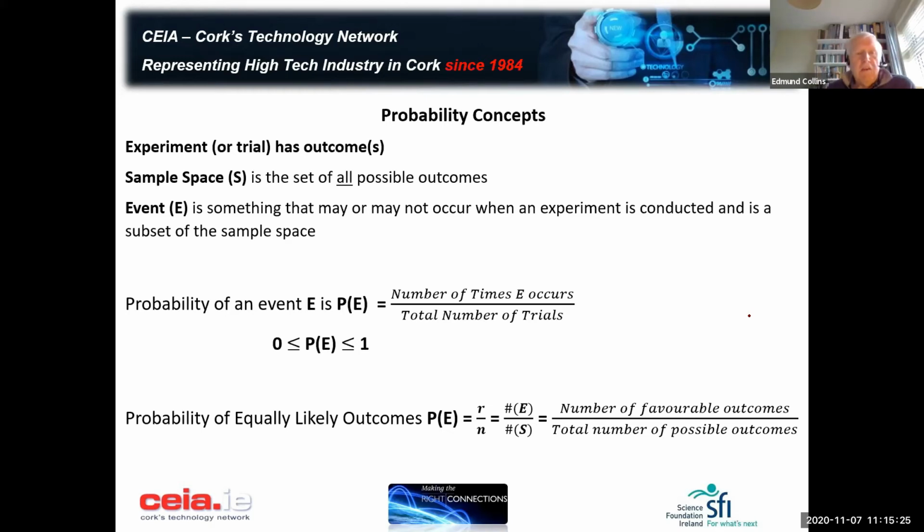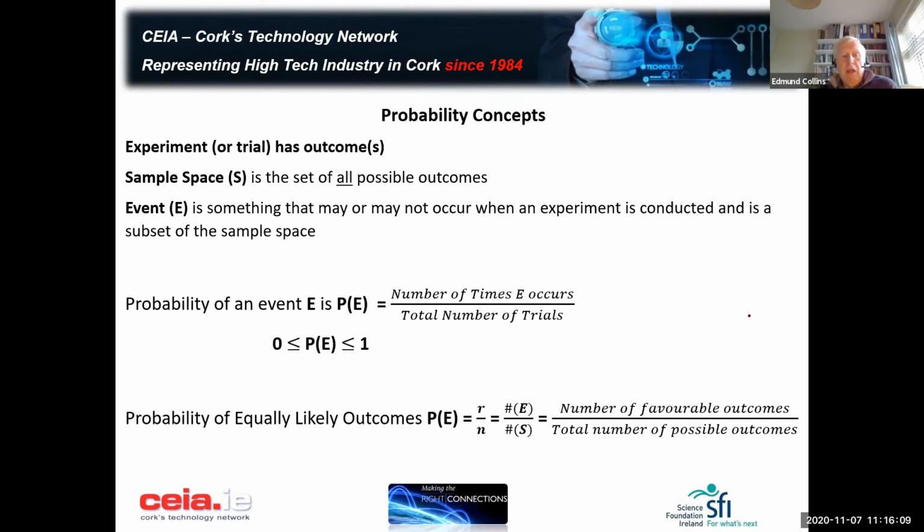So then in order to calculate the probability of an event, that's shown as P in brackets there, that's the number of times the event occurs over the total number of trials. And then underneath that, we're showing that probability must be greater than or equal to 0 and less than or equal to 1. So that's really just showing what we saw on the probability line, that the probability must be between 0 and 1 inclusive.